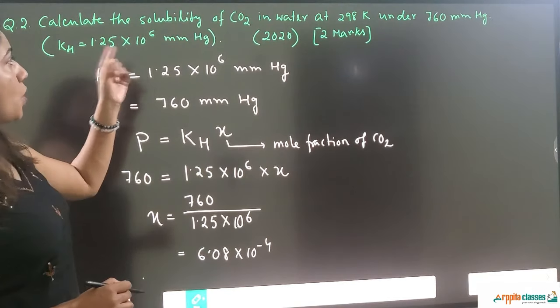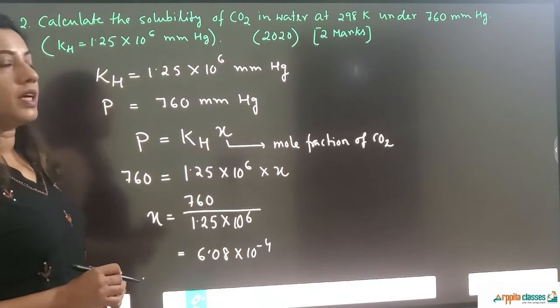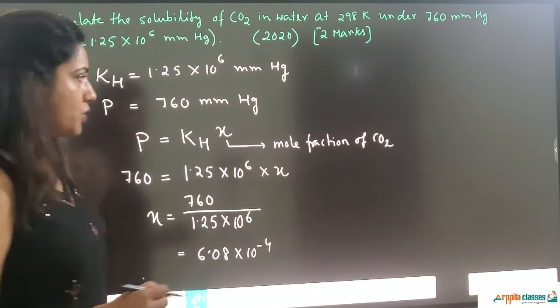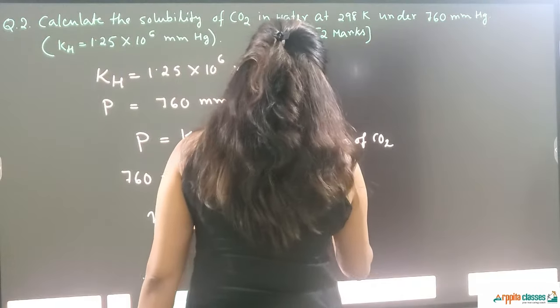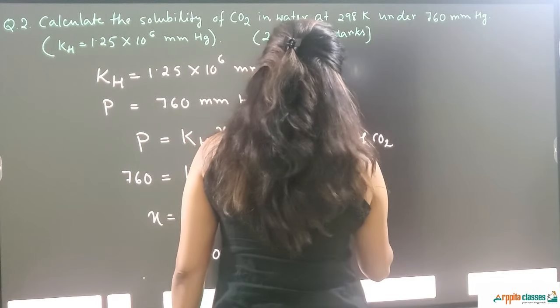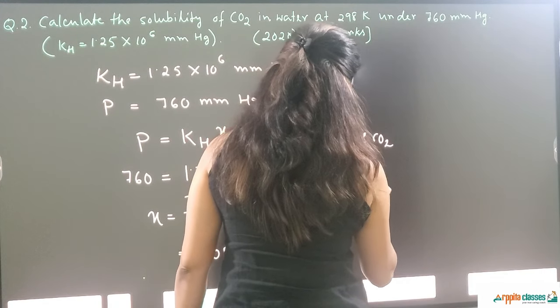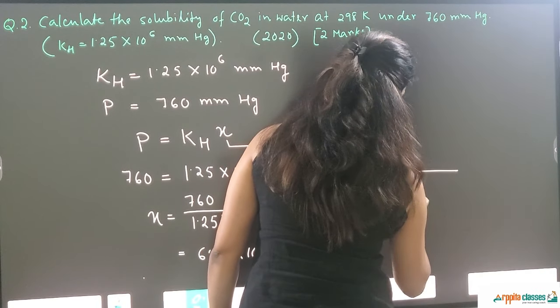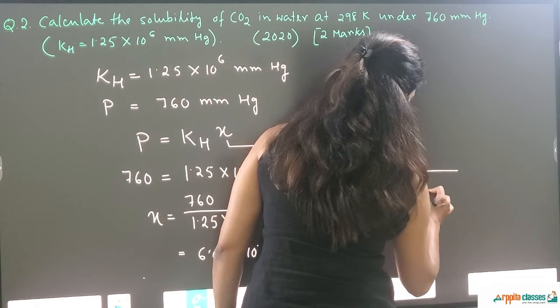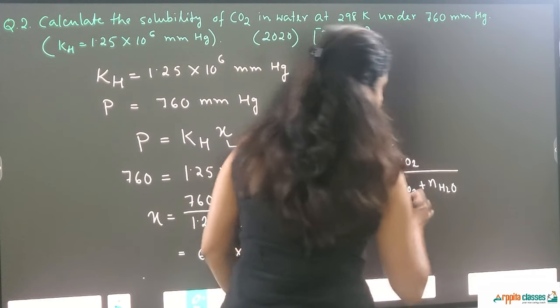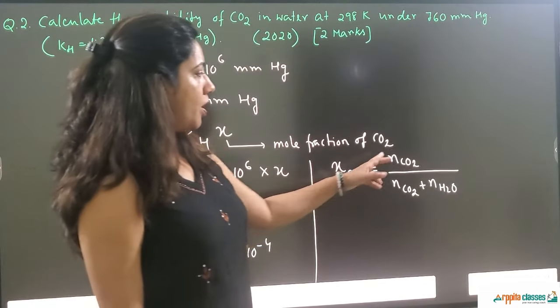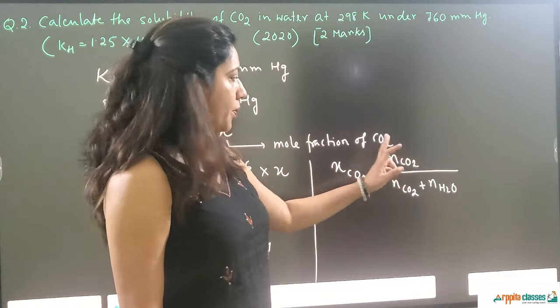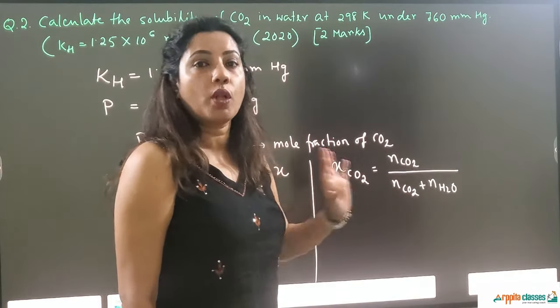We have been asked the solubility of carbon dioxide. Solubility is denoted in number of moles, so from mole fraction we have to convert into number of moles. X of CO2, I'm just writing it this way, is equal to n of CO2 divided by n of CO2 plus n of water. Mole fraction is equal to the number of moles of that particular component divided by the total number of moles of all the components.